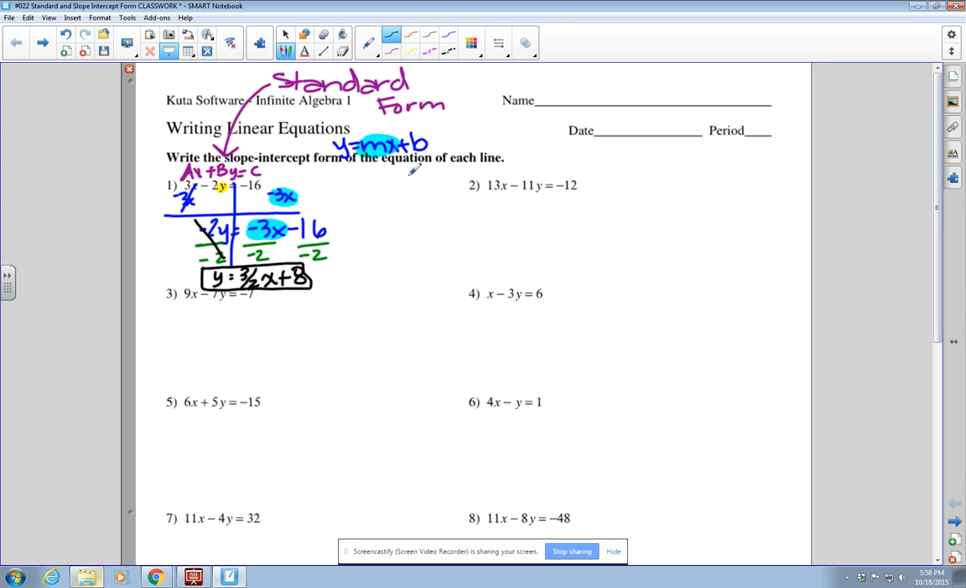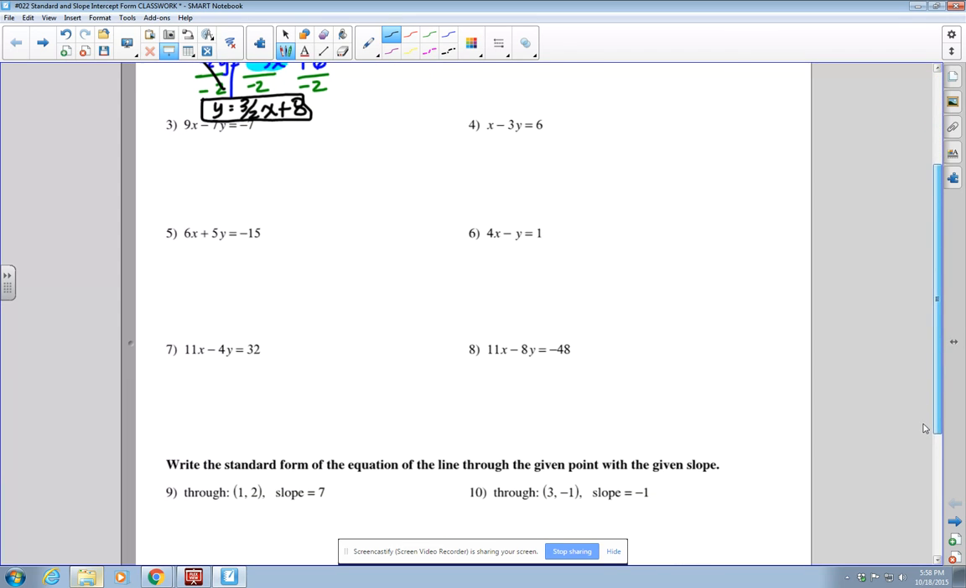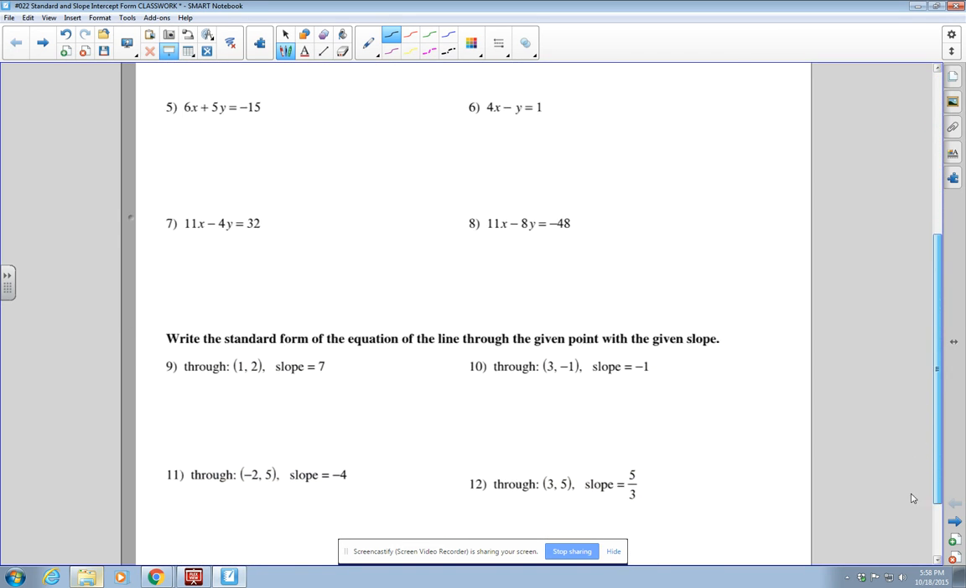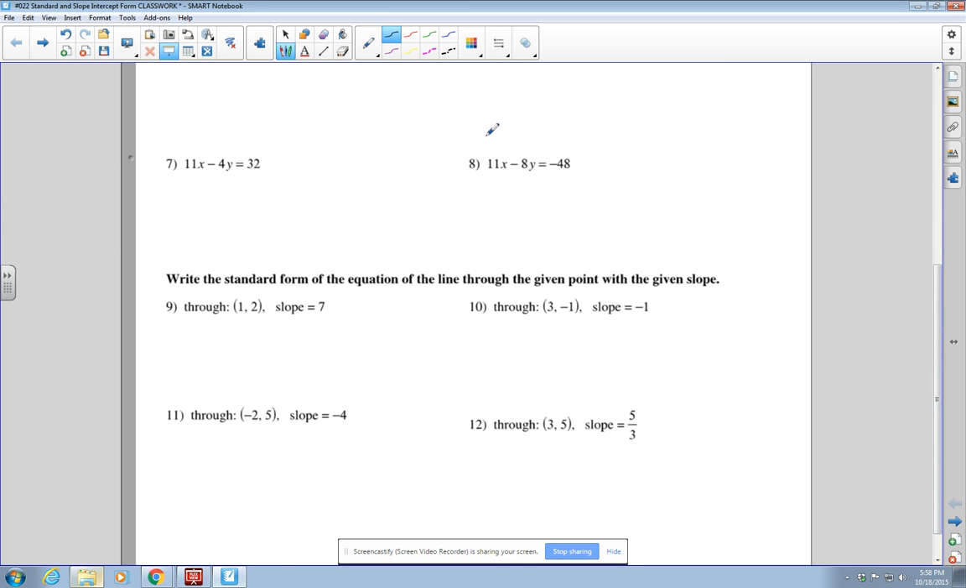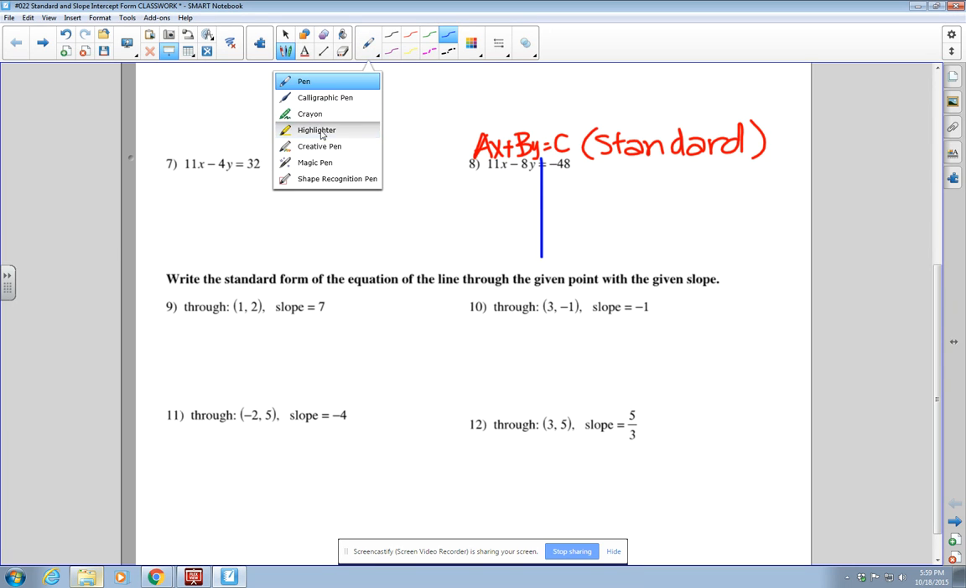Okay. So now let's do another problem. Let's go down to number 8. Again, this is written in ax plus by equals c form. This form is called standard form. Standard form. And we need to make it look like slope-intercept form. Okay? When we simplify or solve for y, we need to make sure that we pay attention that y is going to stay by itself.